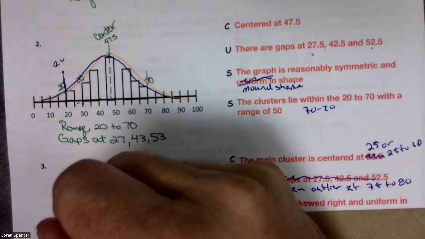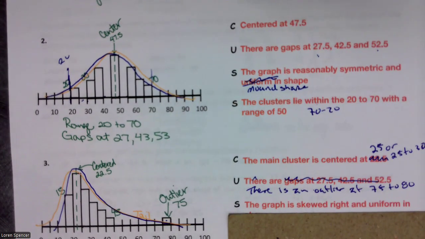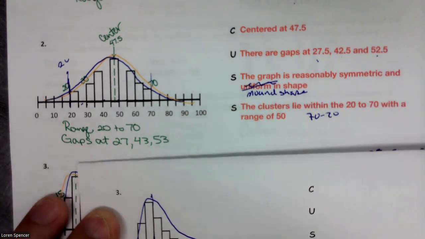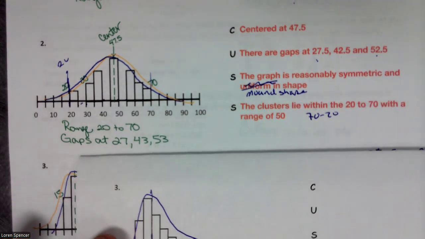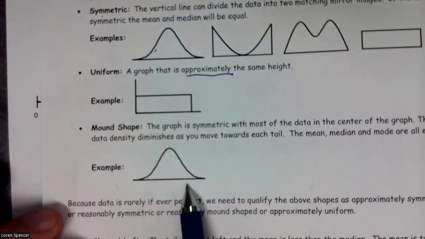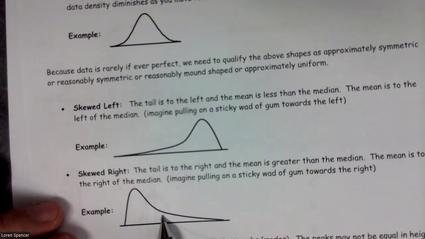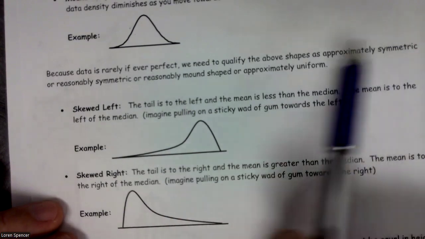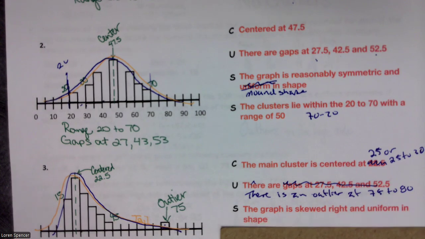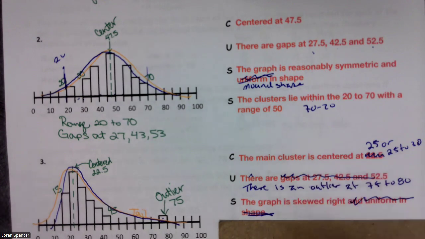When I fit a curve to it, it's going to look kind of like that. And what looks kind of like that? Well, it's not symmetric. It doesn't look like any of those. What's better would be skewed to the right, because it looks like it's been stretched to the right. The tail is to the right. So in this case, the graph is skewed to the right.